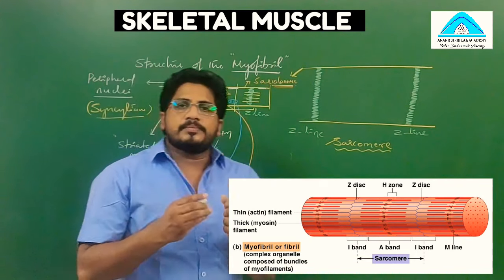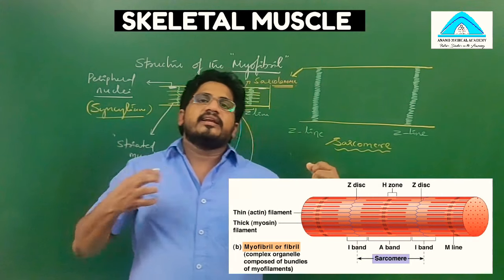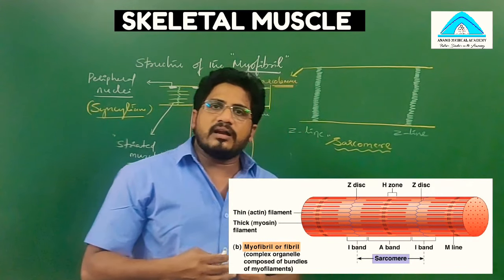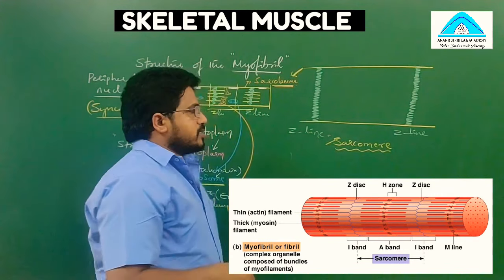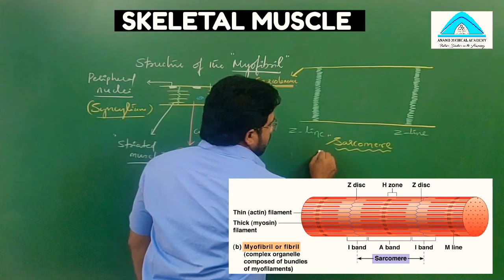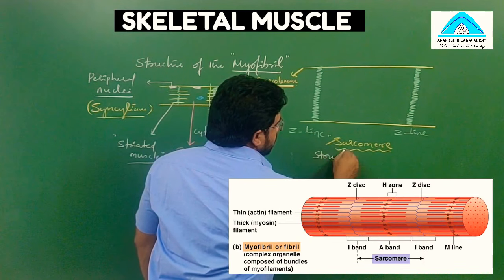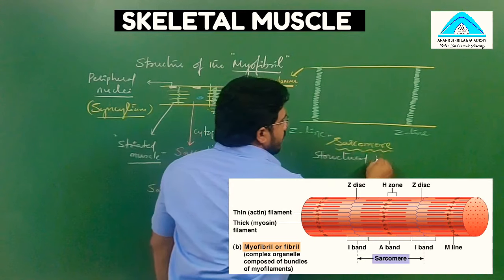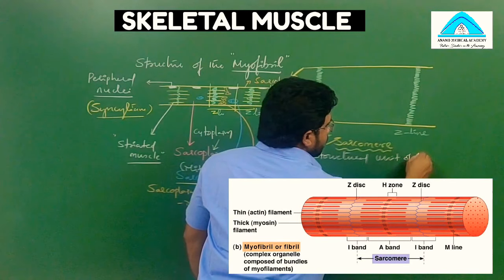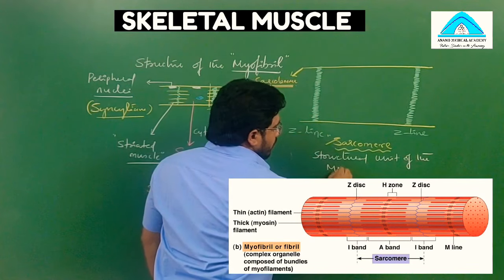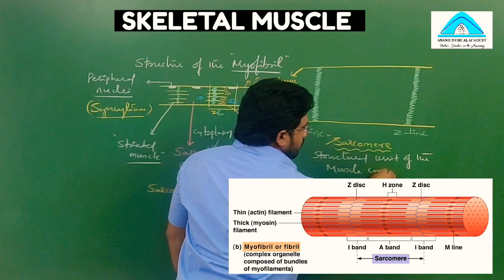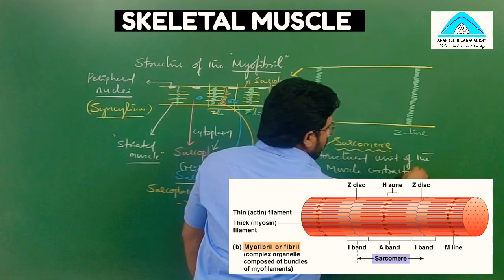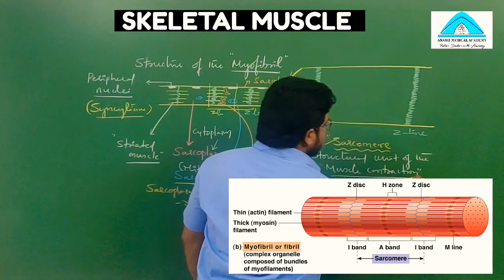The sarcomere helps in the contraction as well as in relaxation, so that muscles are undergoing contraction and relaxation processes. Sarcomere is called the structural unit of muscle contraction. Here no need to confuse, guys.